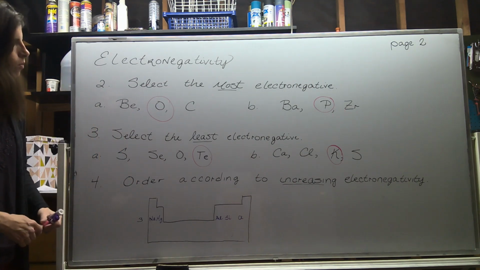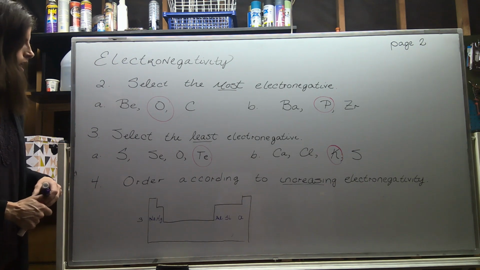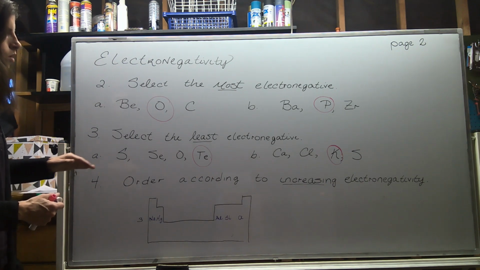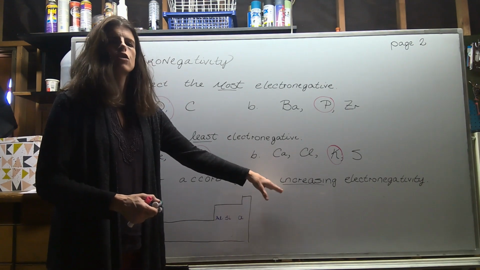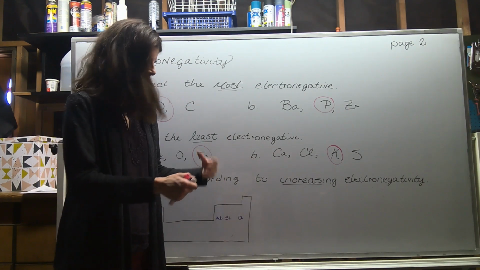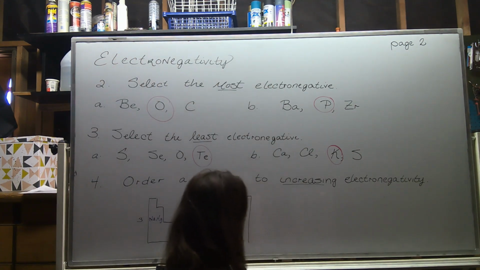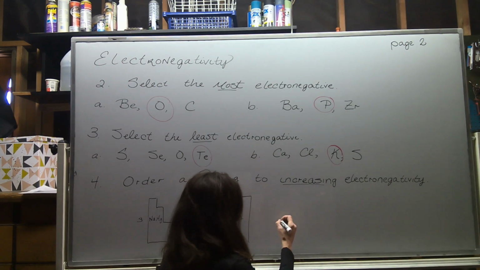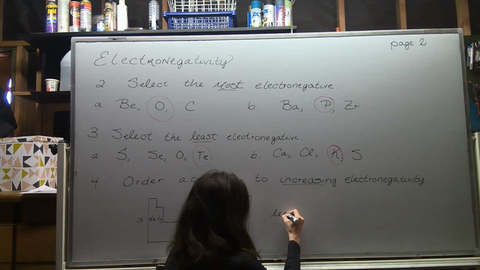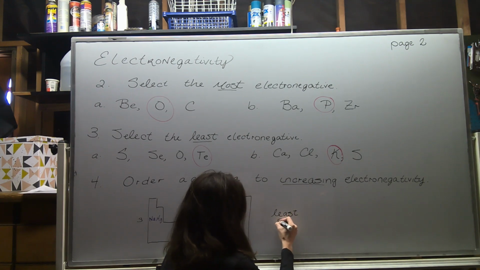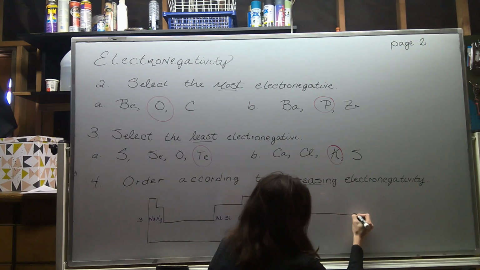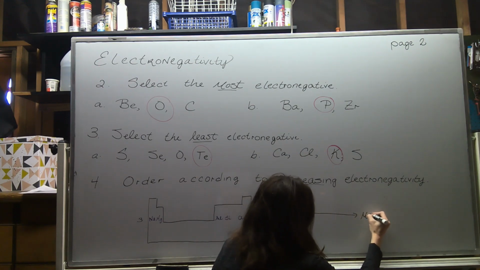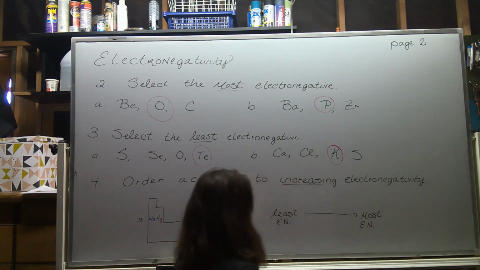In question 4, when we're asked to start ordering, the first thing is to make sure we're understanding the prompt. So here they want increasing electronegativity. So that means that we want the least electronegative, and I'll do EN, all the way as it increases, then we'll wind up with the most electronegative being the last one on my list here.